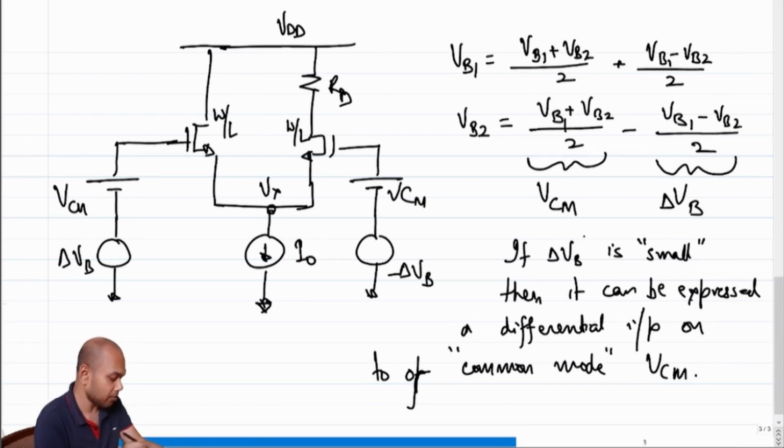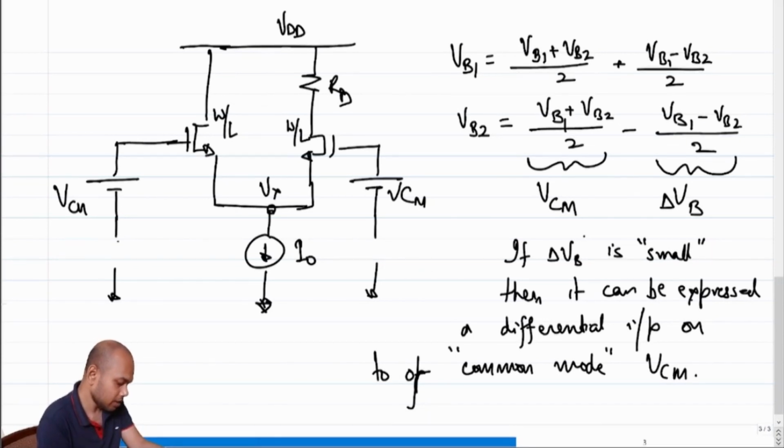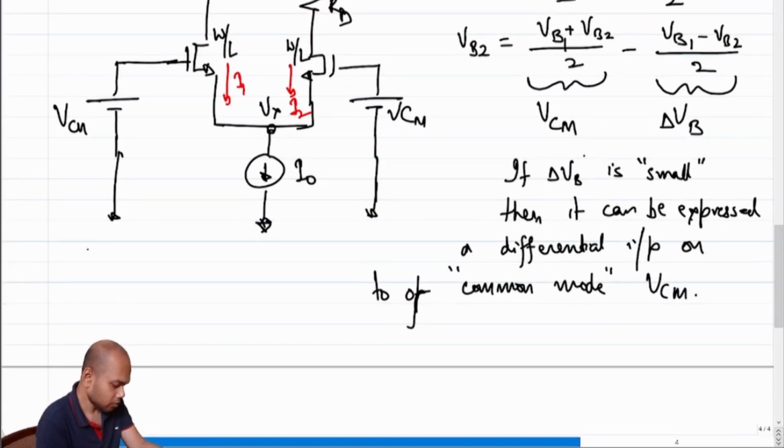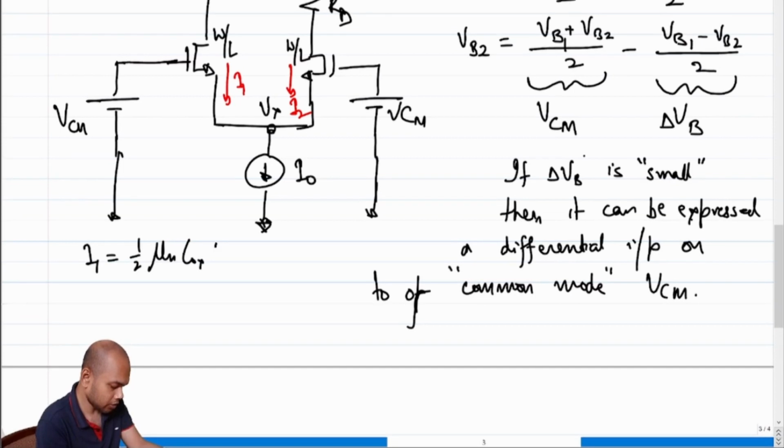what do we mean by quiescent condition? The quiescent condition is when delta VB is not there and we only have VCM. If we only had VCM, what can you comment on the current? Let's call this I1 and this I2. What will be the currents I1 and I2? I1 will be half mu n Cox W over L (VCM minus Vx minus threshold voltage) whole squared.